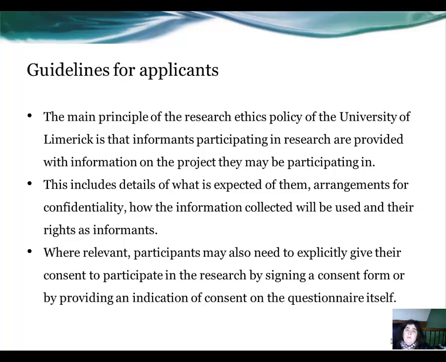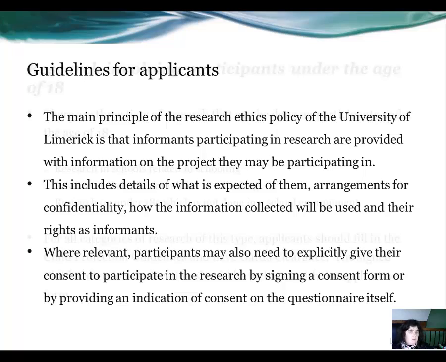The principle of the research ethics policy of the University of Limerick is that informants participating in research are provided with information on the project, including explaining what is expected of them, what arrangements for confidentiality there are, and what is happening with the information that is being gathered. Participants may need to explicitly give their consent to participate in the research by signing a consent form or providing an indication of consent on the questionnaire itself.